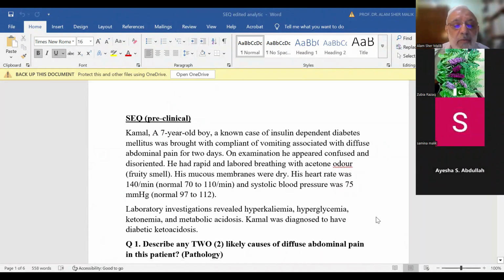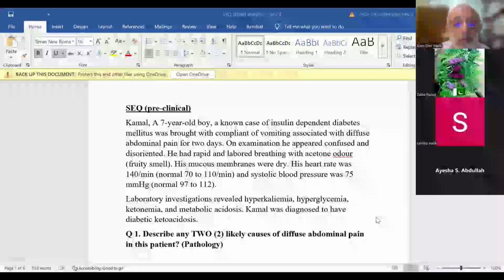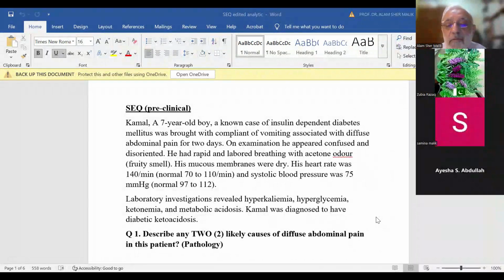So for this scenario, the first question could be: describe any 2 likely causes of diffuse abdominal pain in this patient. Here we have given a scenario, and even a diagnosis of diabetic ketoacidosis, but because this patient has abdominal pain, we want to know the possible cause of diffuse abdominal pain in this patient, and this may be a question from pathology.